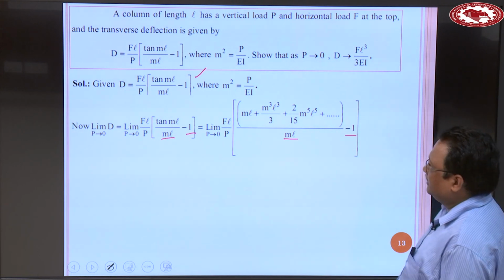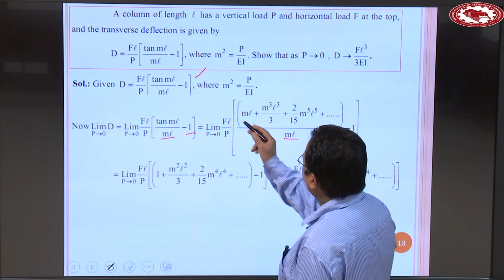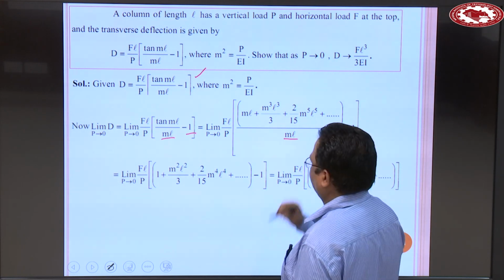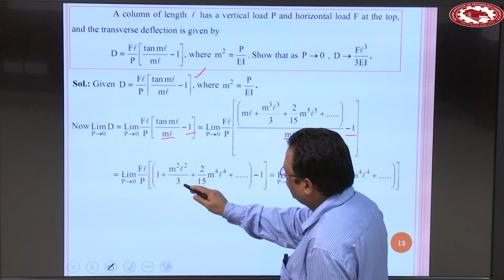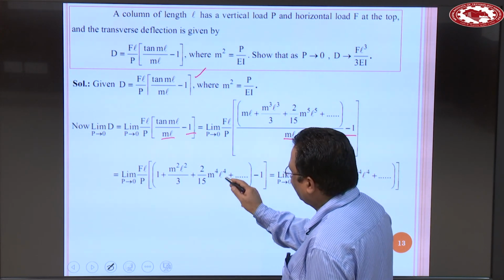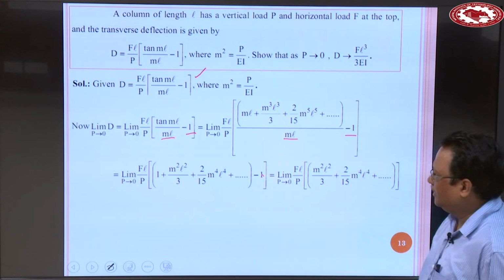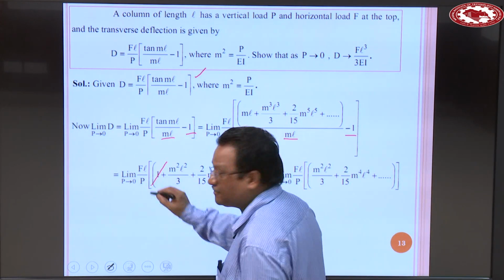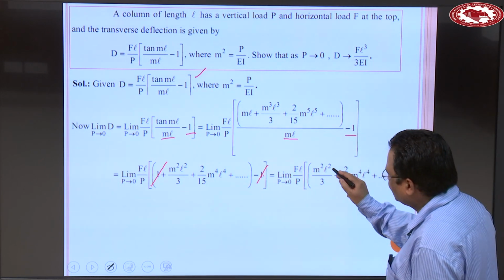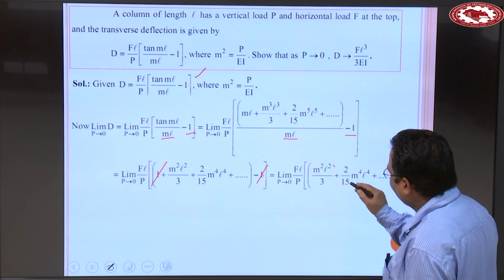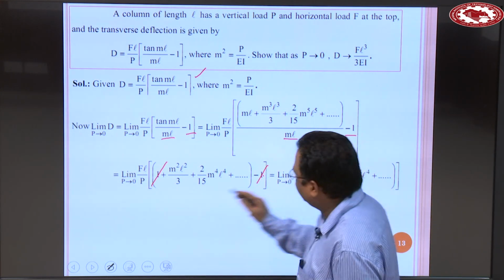Clear? Now here ml is common, so ml common and that ml cancels. We obtain this bracket term 1 plus m²L²/3 plus 2/15 m⁴L⁴ plus and so on, and minus 1 as it is. Now this minus 1 and this plus 1 cancel. So we obtain m²L²/3 plus 2/15 m⁴L⁴ plus and so on, and FL/P term as it is.